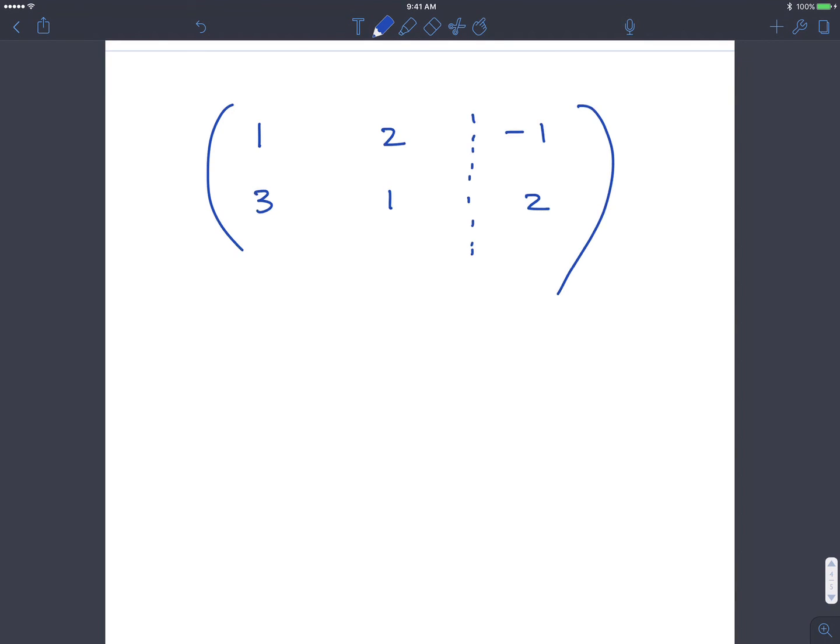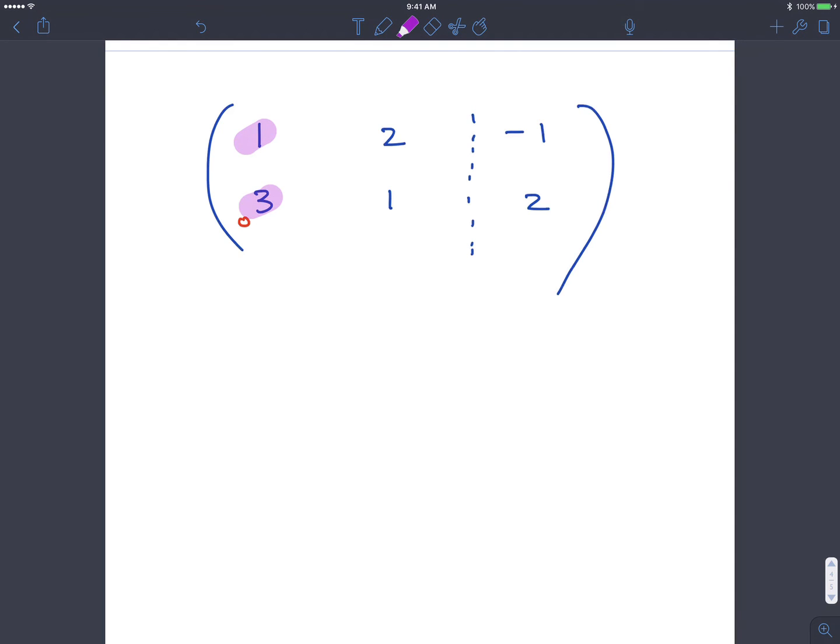Remember what we need to do. We want 0 in this position. Okay, so here's what we're going to try to do. If you really pay attention to this, I'm going to change the color here. I got 1 in that first entry, and I got 3 in the second entry.